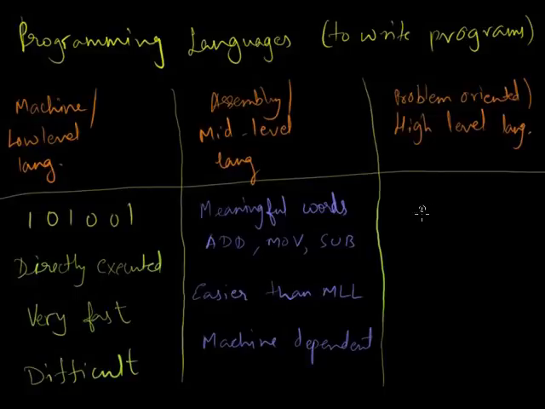Okay, now let's move on to the problem-oriented or high-level languages. The high-level languages are English-like. We have English-like sentences. And as English is a very easy language, we are very familiar with English. So the high-level language is very easy to understand, to implement, to write programs in, because we understand English, right? High-level languages are machine independent.